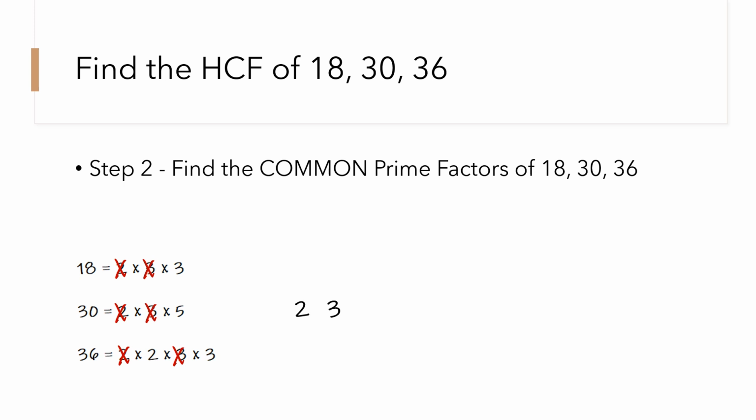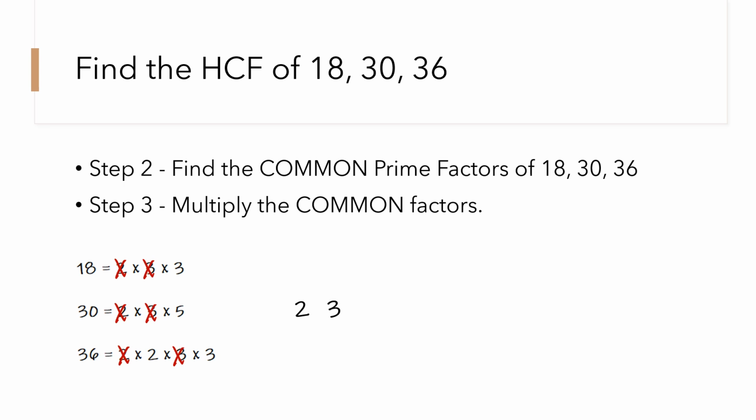We have found the common prime factors of 18, 30 and 36, which are 2 and 3, and we have written them down. What do we do after that? We have step 3 where we multiply the common factors. The common factors here are 2 and 3. We multiply them and we get 6. So 6 is the HCF of 18, 30 and 36. We found this by using the prime factorization method.